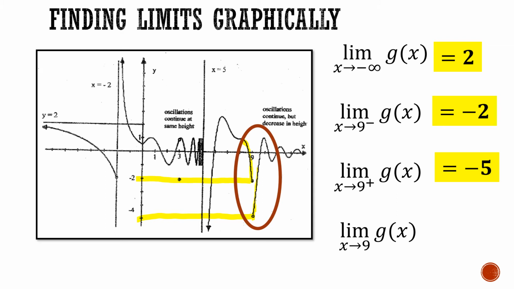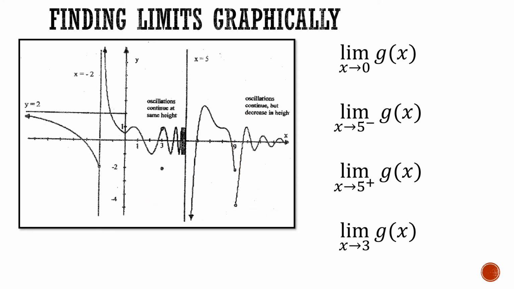but I can also tell from my answers to the previous two questions. From the limit as x approaches 9 from the left, we got negative 2. But for the limit as x approaches 9 from the right, we got negative 5. Those two answers are not the same. Therefore, the limit as x approaches 9 of g of x does not exist. Note that I did not put an equal sign. Remember, we cannot equal something that doesn't exist.